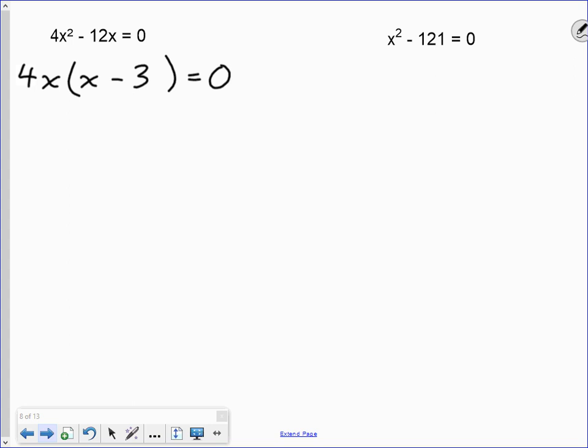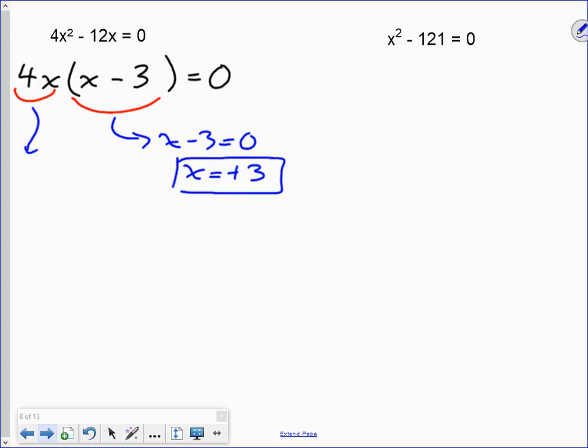So we've got our two terms, one term here and one term here. We want to see what is going to make each of these terms equal to 0. Well, if x minus 3 is equal to 0, x has to equal positive 3. If 4x is going to be equal to 0, divide both sides by 4, x has to equal 0. So those are our two solutions, x equals 0 and x equals positive 3.